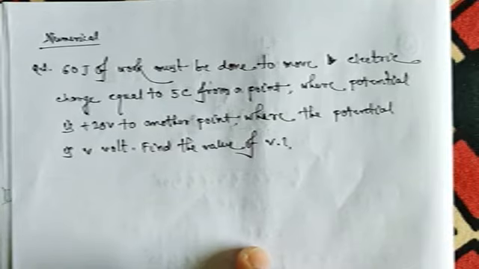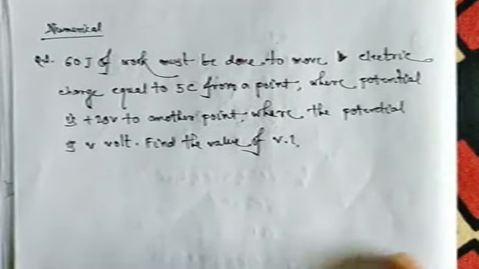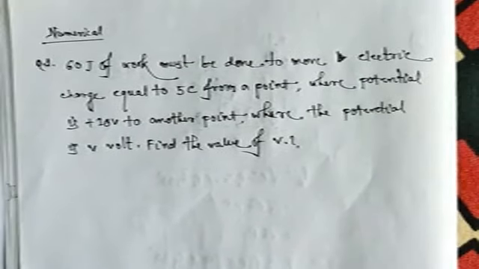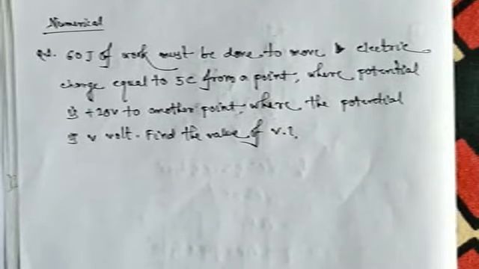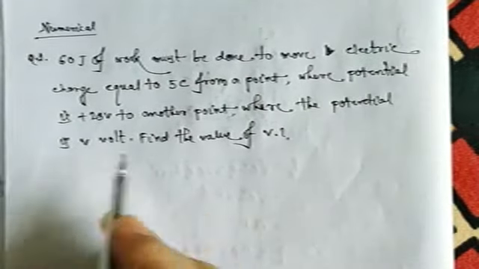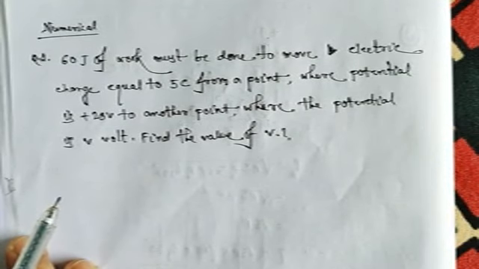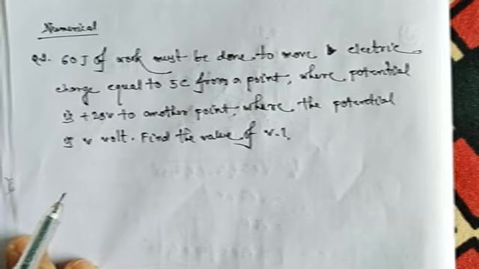Hello everyone, once again I'm here to discuss some numerical problems based on electric potential and potential difference. Now the first problem states that 16 joule of work must be done to move an electric charge equal to 5 coulomb from a point where the potential is plus 20 volt to another point where the potential is V volt. Find the value of V.